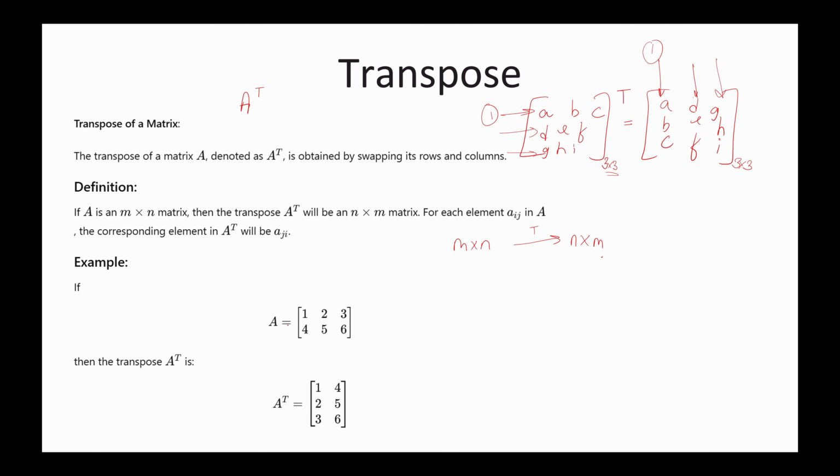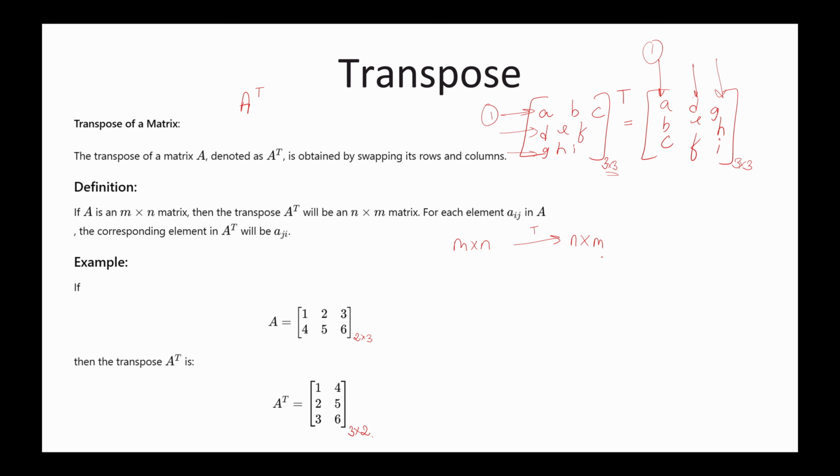For example, here you can see this is a 2 cross 3 matrix. After taking the transpose, you can see this row has changed into this column and this row has changed into this column. So now the number of rows has turned into the number of columns, and the number of columns have turned into the number of rows. So here we have a 3 cross 2 matrix. So this is how transpose is calculated.